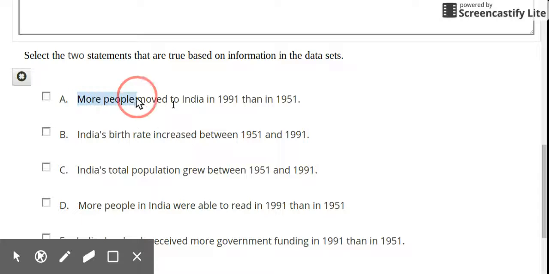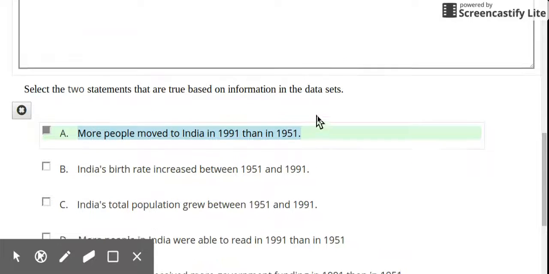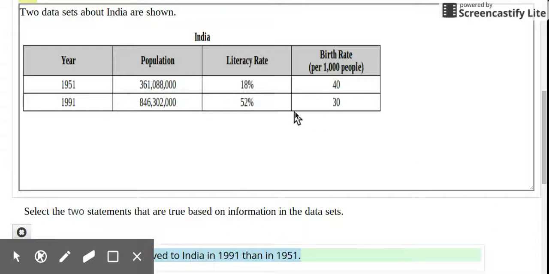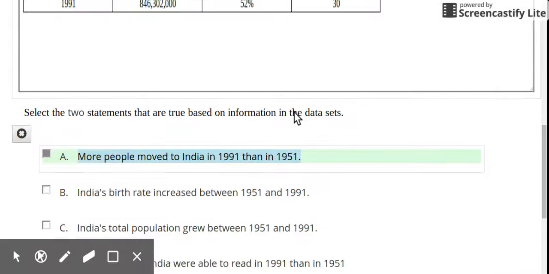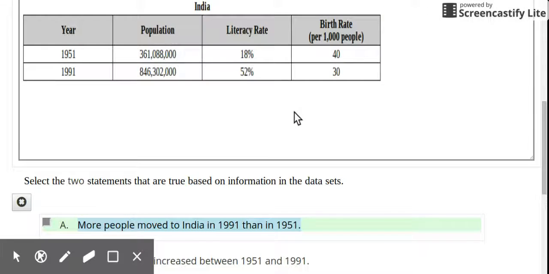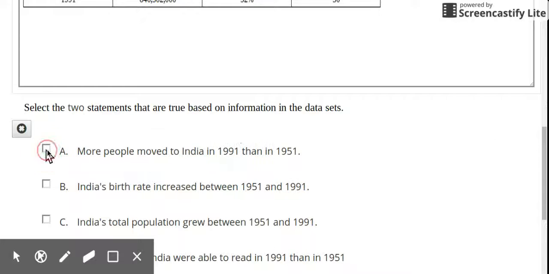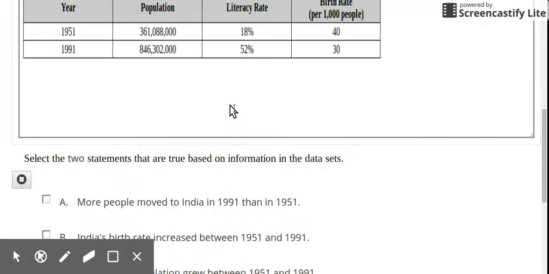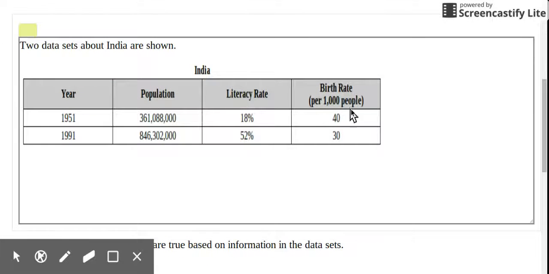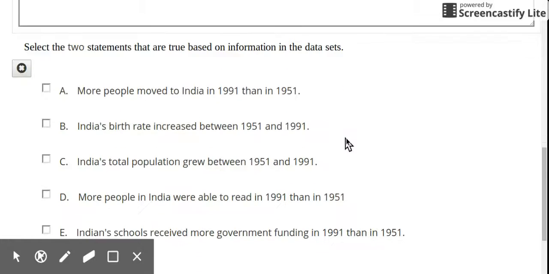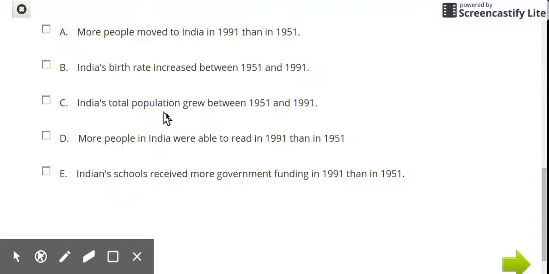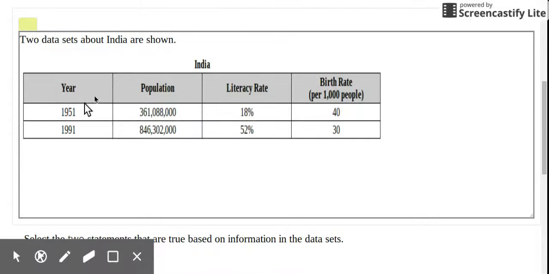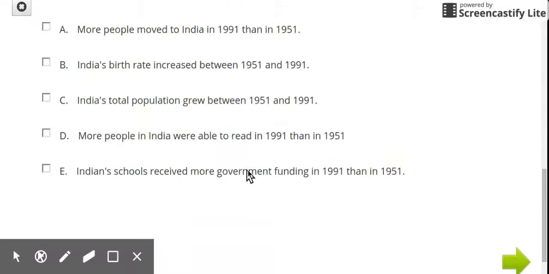More people moved to India in 1991 than 1951. Can we tell that based on this? Not necessarily. It doesn't really tell us that people moved there. Their population went up, so I wouldn't select it yet. It's definitely not a slam dunk answer. Next one. India's birth rate increased between 51 and 91. Birth rate went from 40 to 30. That is not true. India's total population grew between 1951 and 1991. I go up here. Yep, clearly grew. That's a definite yes.